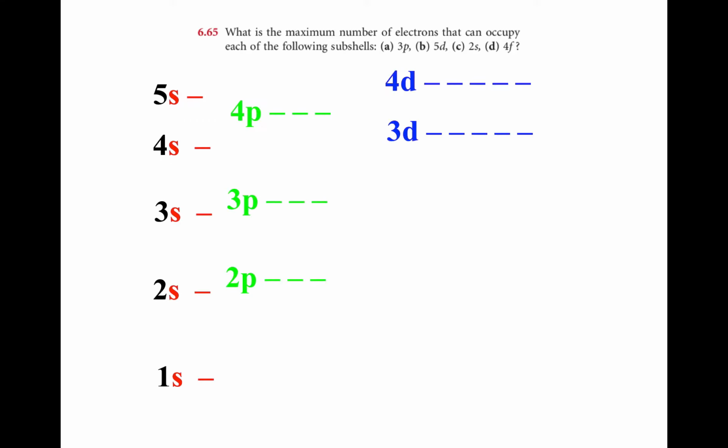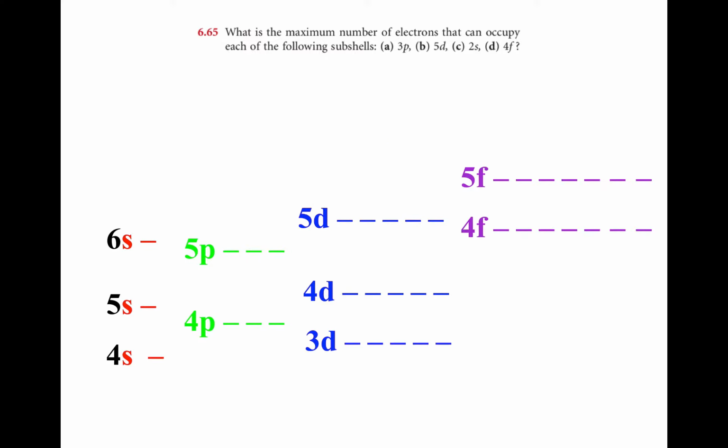So when we're dealing with a 3p, there are 3 orbitals representing those 3 orientations. So each of those orientations can take 2 electrons. So I can put 1, 2, 3, 4, 5, 6 electrons in the 3p.